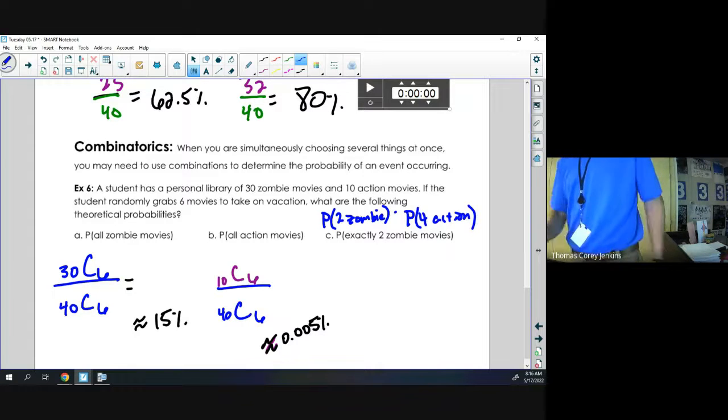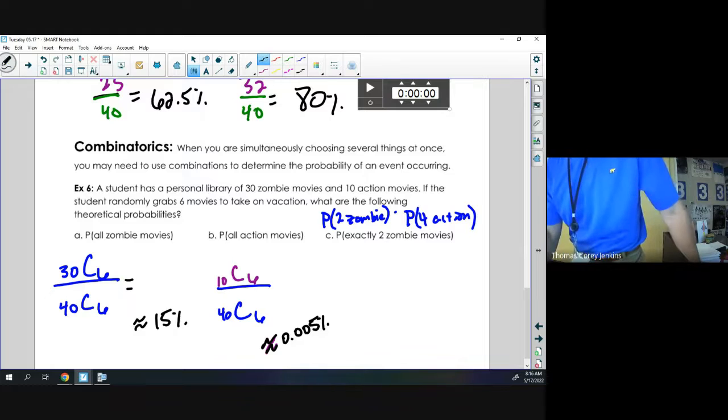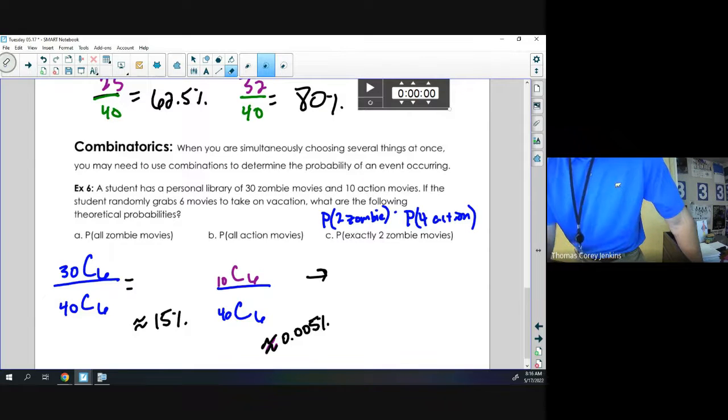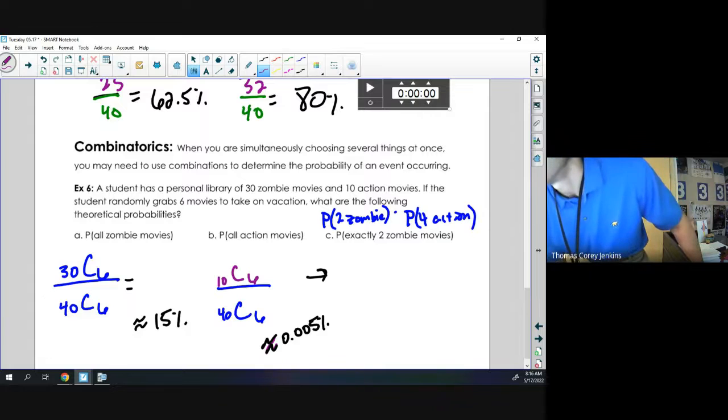All right, so anyways, here's how we would set it up. And again, this one's tough. I don't know if you have any on your homework that are this tough, but basically we would go like this. So the 2 zombie would be, wait, what's zombie? Zombie is 30. Sorry. 30 C2 over 40 C6.